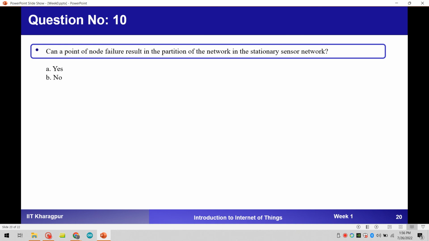Now the next question and the last question is, can a point of node failure result in partition of network in a stationary sensor network? So we have to tell whether this statement is correct or not. Whether the point of node failure results in the partition of the network in a stationary sensor network or not. So the answer for this question is yes. In case of a stationary sensor network, if a node fails, then this will result in the partition of the network.